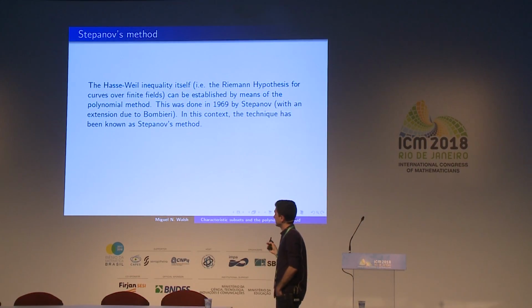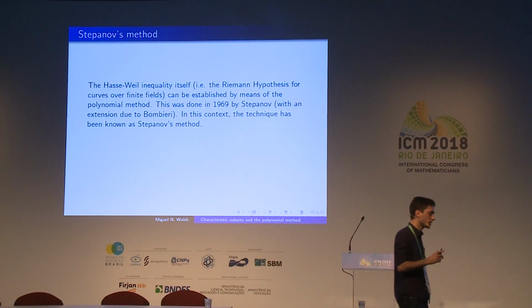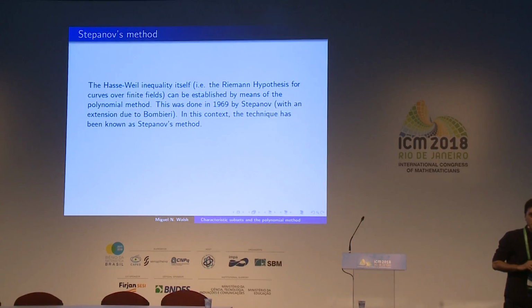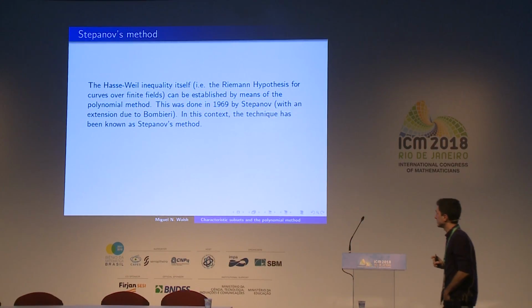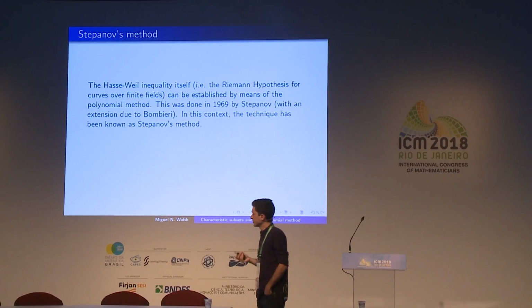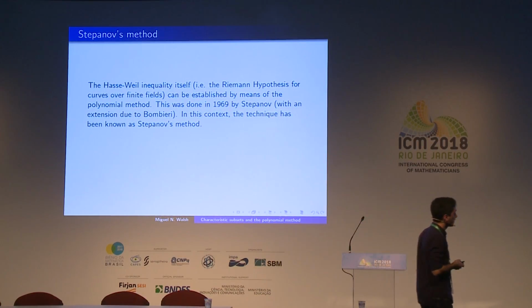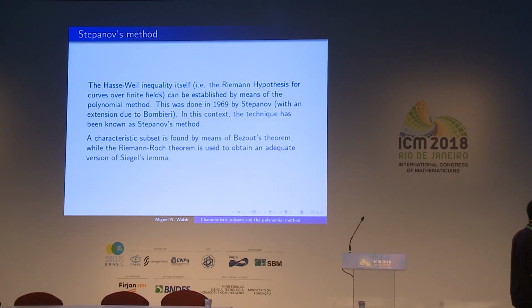In this context, this technique has been known as Stepanov's method. So again, we start with distribution system residual classes. The method applies to estimating points on curves and varieties. And it also applies in something that we use there, and it's also quite related to these questions, which is the Hasse-Weil inequality itself. So just to mention quickly what goes into the proof here.